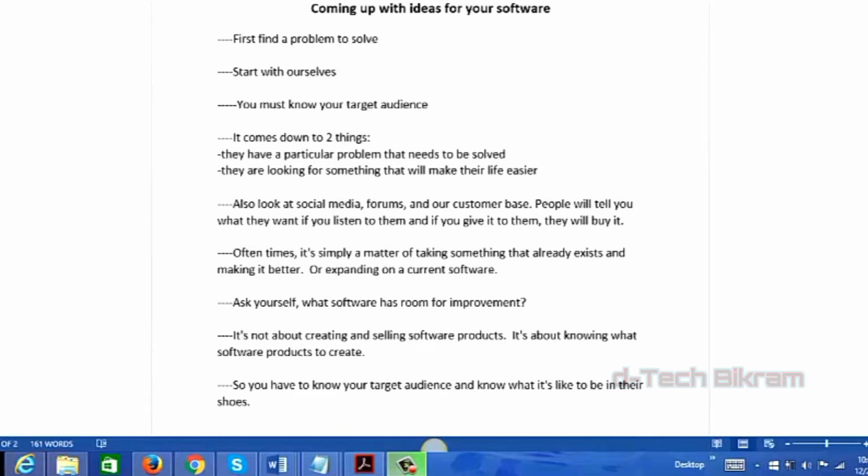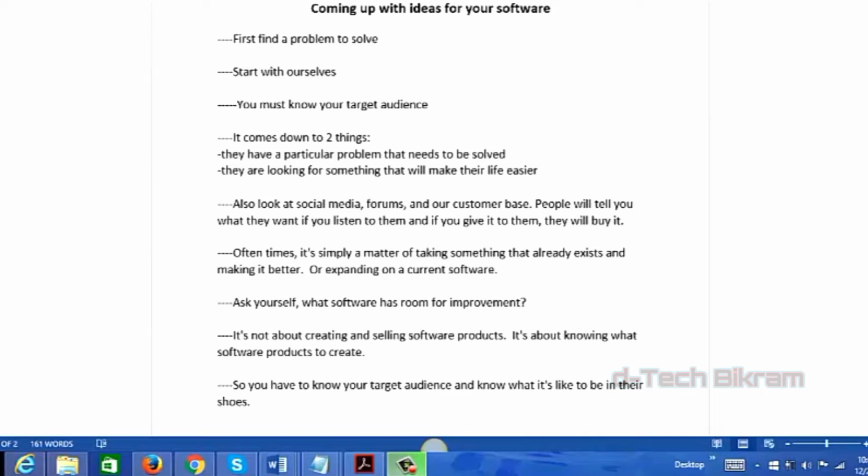So your problem is not unique to yourself. You must also know your target audience that you plan to sell your software to. So basically, it comes down to two things. One, consumers have a particular problem that needs to be solved, and two, you're looking for something that will make their life easier. You can also look at social media, forums, and your customer base to get an idea of what types of problems your customers or potential customers have and what they're willing to pay for.